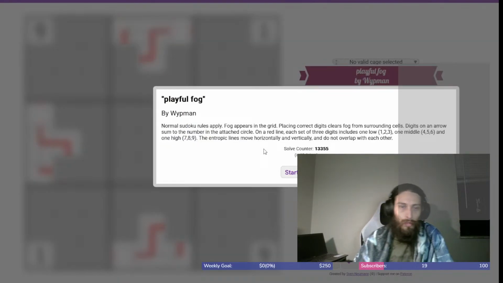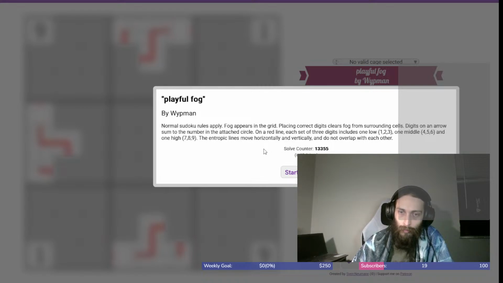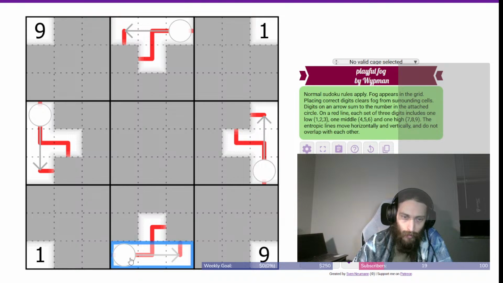Next puzzle is Playful Fog by Whitman. Normal Sudoku rules apply. Fog appears in the grid, placing correct digits clears fog from surrounding cells. Digits on an arrow sum to the number in the attached circle. On a red line, each set of digits includes one low, one middle, and one high. The entropic lines move horizontally and vertically and do not overlap with each other. They do overlap with arrows.